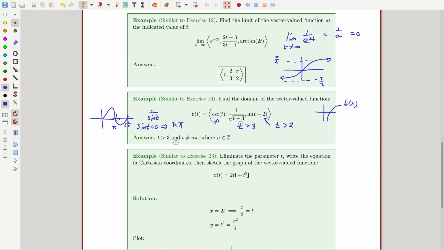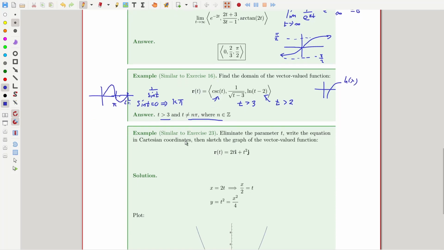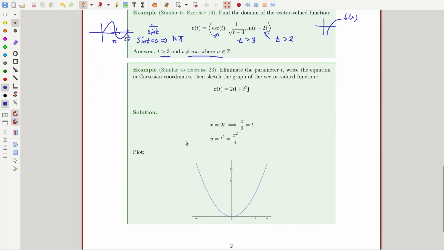So that's why we end up having our domain be the intersection of these things. So we must have t be greater than 2, t be greater than 3, those combine together to be just t being greater than 3. And also, t cannot be an integer multiple of pi, which is this last part. So this is the domain of this function. I specifically chose a problem that is a bit more challenging than your homework problem. I believe your homework problem is quite simpler than this. So, yeah, but it's good to see a complicated example.